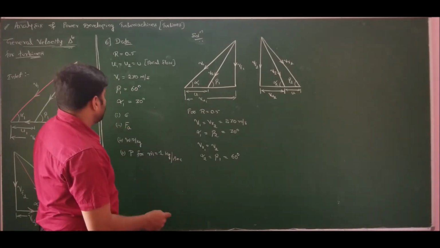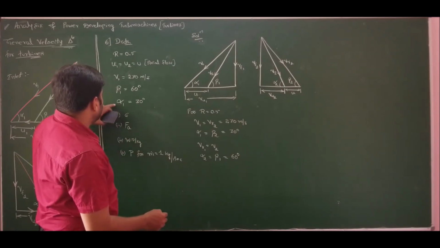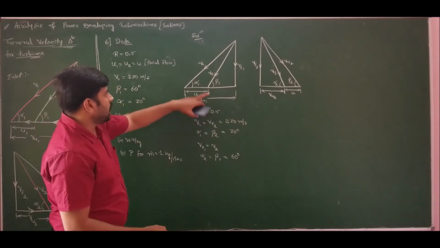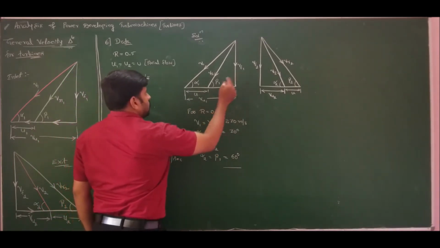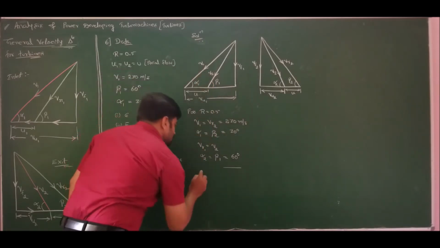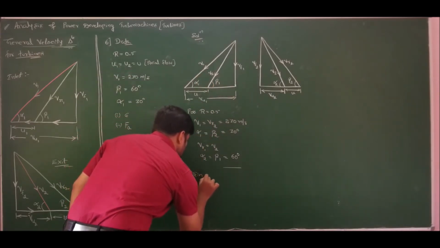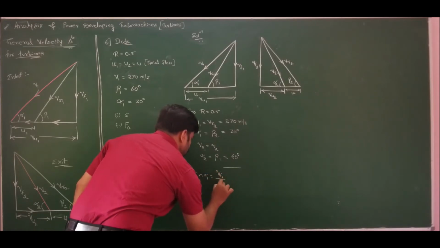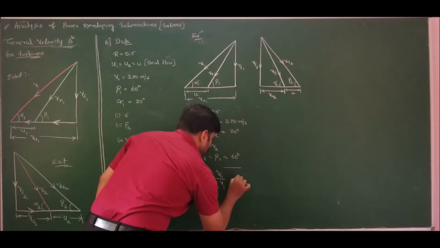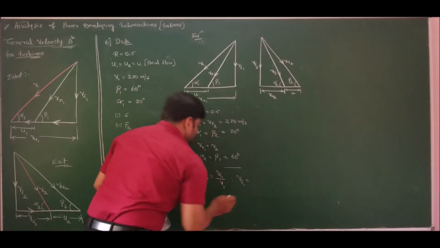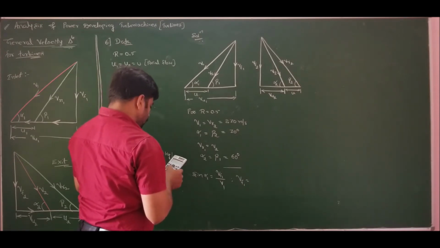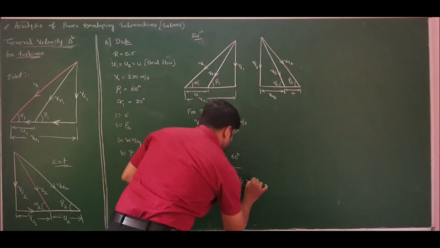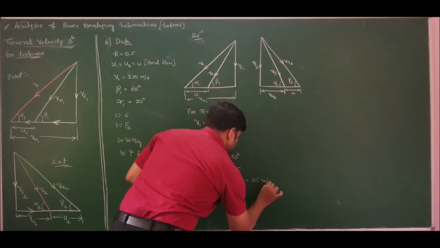Now, if I use alpha 1 and V1, I can find VU1 and VF1. So let us solve the problem. Sin alpha 1 is VF1 by V1, so VF1 will be V1 into sin alpha 1. V1 is 230 into sin of 30 degrees. The answer is 115 meters per second.